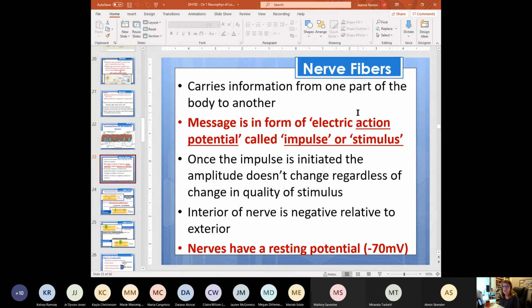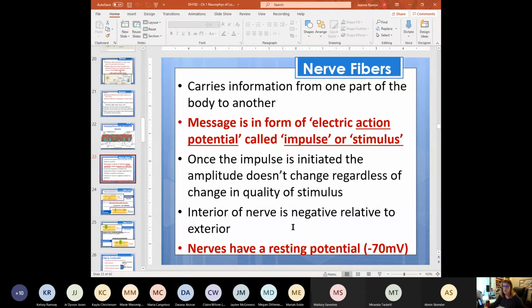Once the impulse is initiated, the amplitude doesn't change regardless of a change in the quality of the stimulus. All that means is that once you get hit like this, it takes that impact and throws it all the way to the spinal cord. Even if you get hit again right after that, the first one is on its way and then you'd have another one going. It doesn't override anything.